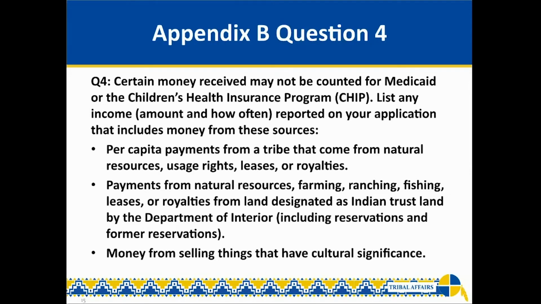Question 4 is important because providing this information helps to ensure that state Medicaid agencies do not count certain income in determining eligibility for Medicaid. American Indians and Alaska Natives who are exempt from premiums and cost sharing under Medicaid should answer these questions on the Medicaid application because it allows the Medicaid and CHIP program to appropriately deduct these monies from countable income for the program.